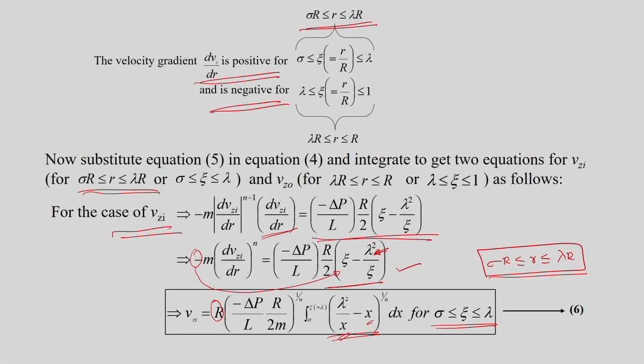That is from the surface of the inner cylinder to the maximum velocity location, which we do not know. We cannot integrate this equation because we do not know the location of lambda square, and at the location r equals lambda R, the velocity gradient is changing its sign. The gradient started decreasing, going into the negative direction. That is the reason we cannot solve this equation individually. We have to write the corresponding equation for the other region.